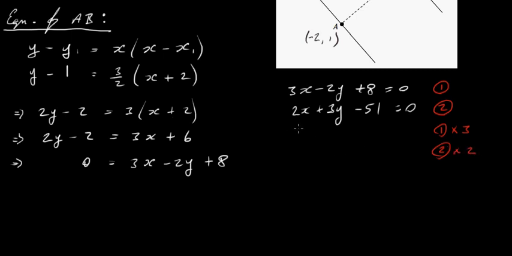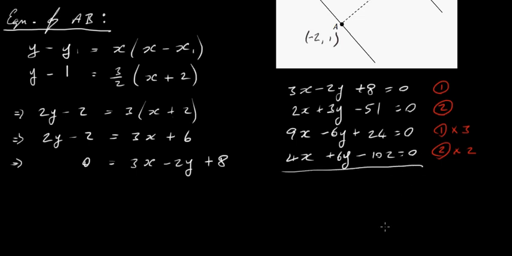So equation 1 times 3 is 9x minus 6y plus 24 is equal to 0. Multiply equation 2 by 2, so you get 4x plus 6y minus 102 equal to 0. So let's just add these two. Well, 9 and 4 will give us 13x. The y's will cancel, so I'll just get 0.